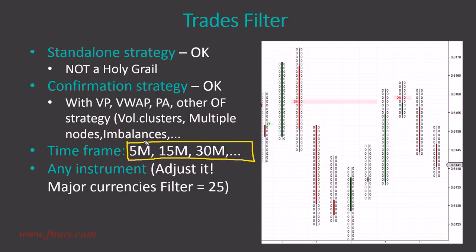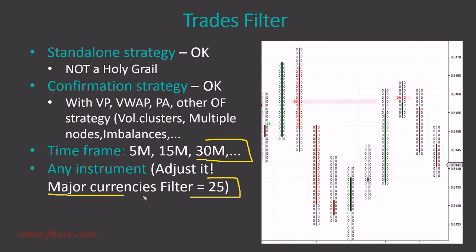What you can do if you want more trades, if you're a scalper, is go for the 5-minute time frame, and you can set the trade filter to lower numbers, so not 25, but for example 15 or 20, and with this you'll get way more trading signals, and you can trade them on the 5-minute chart. But the way I do it is I use the filter with minimum trade size 25, and I use it on a 30-minute time frame.